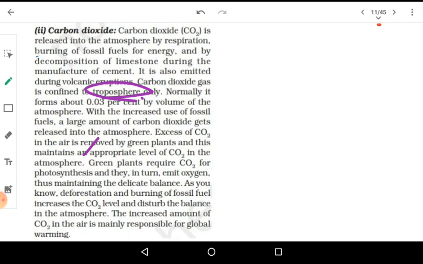But if there is increased fossil fuel burning and increased deforestation, what is going to happen in the presence of these things? The carbon dioxide level in the atmosphere is going to increase, and that is going to result in global warming. So let us look further.